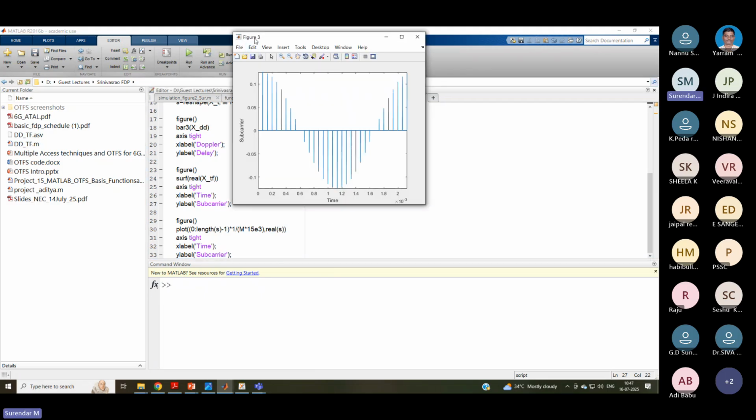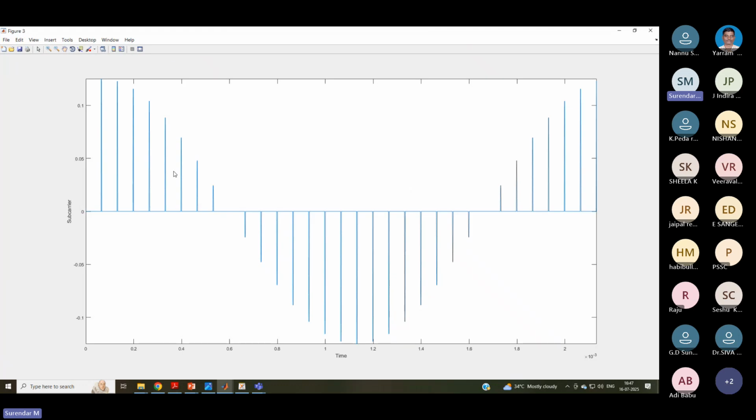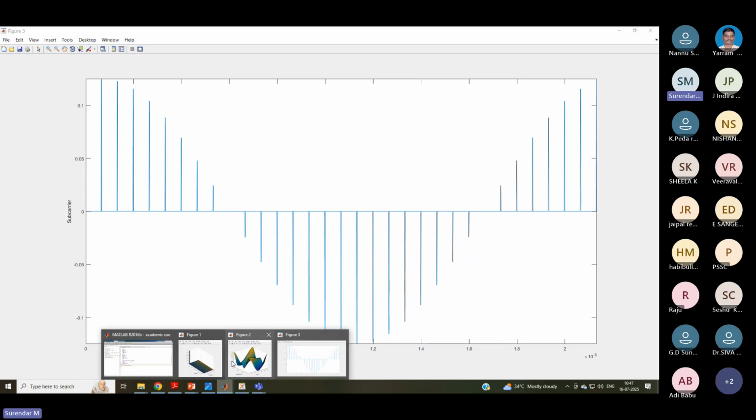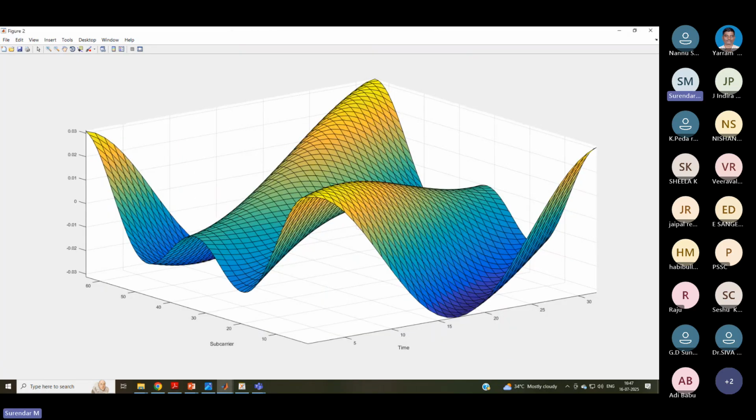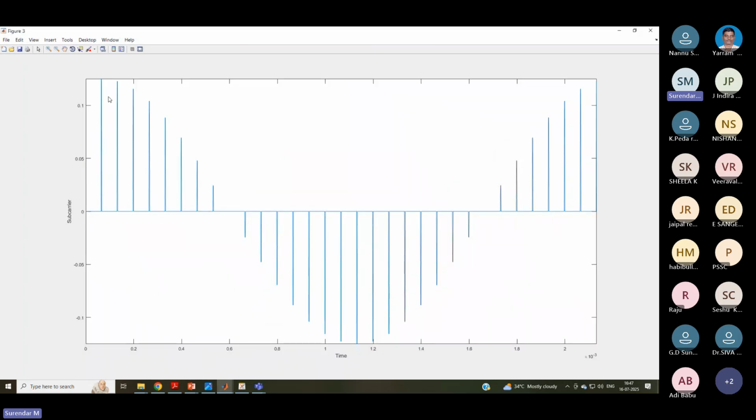Okay, so this is my real part, and this is the time domain equivalent of whatever time frequency signal we have seen here. From the time frequency domain we are converting to the time domain, which is given like this. So this is about the OTFS signal and the delay Doppler domain. You could have got an idea of OTFS, how to proceed with OTFS.